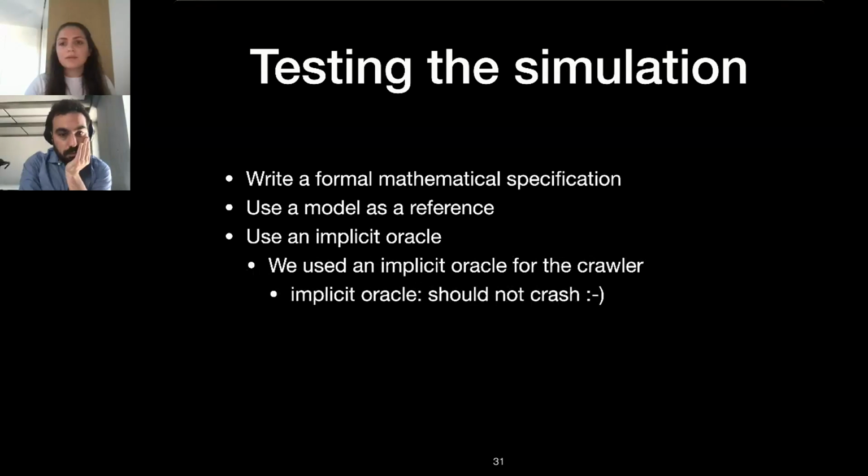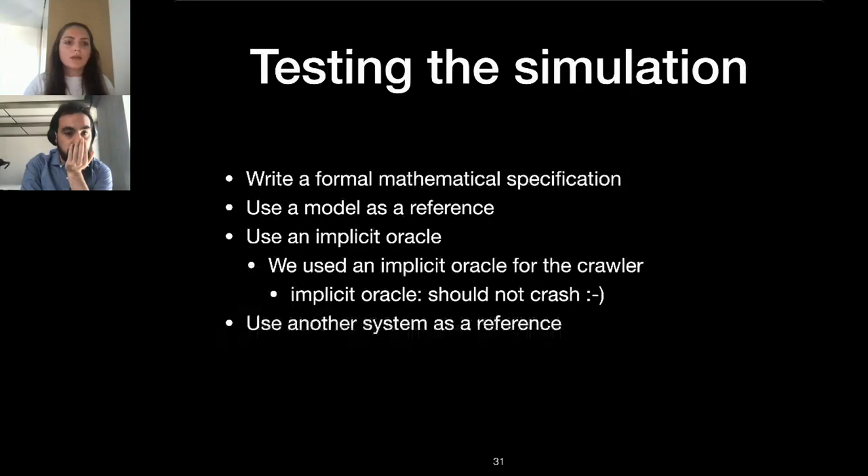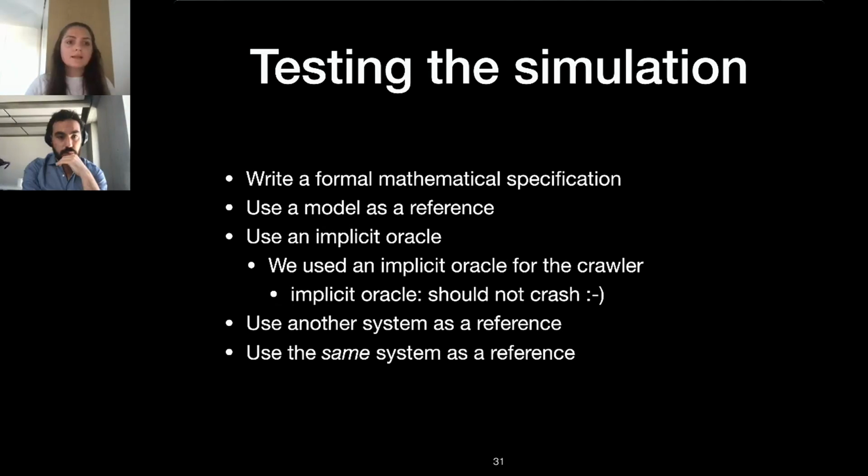For example, if the simulation crashes, we're sure that that is not the expected outcome. We could use another system as a reference, but then we have the same problem. How do we test the system that we use as a reference? And the last thing is, what if we use exactly the same system as a reference? And that is what we actually do to test the web-enabled simulations at Facebook, through metamorphic testing.